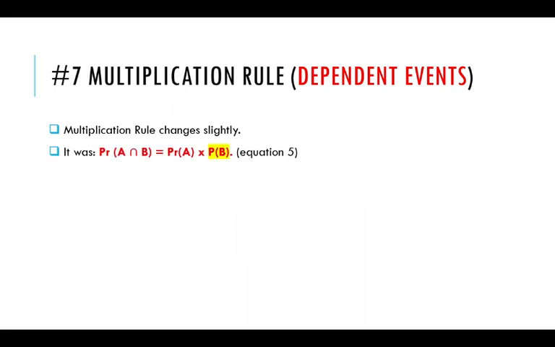Now, I want to convince you we haven't made much change. So let's go back and remind ourselves what the equation was. The equation was, for number 5, the probability of A multiplied by the probability of B. Now, it's the probability of A multiplied by the probability of B given A. That's the only thing we've changed. So compare that for a second. Look at these yellow parts. That's the only thing we've changed.